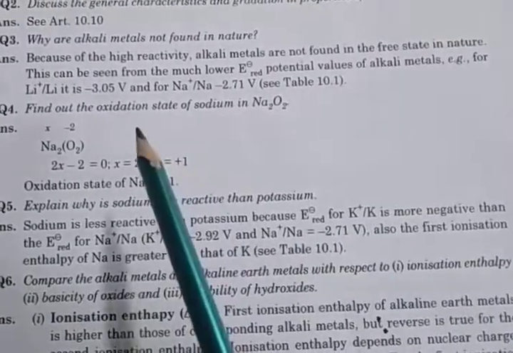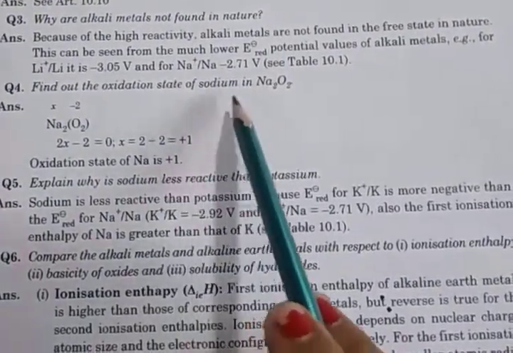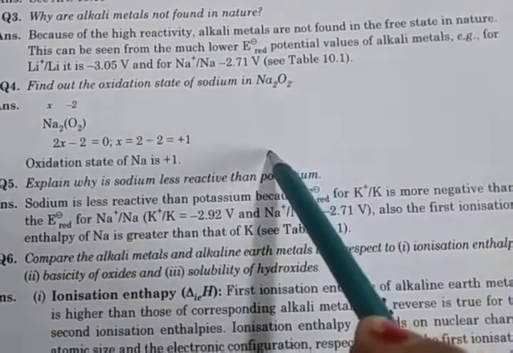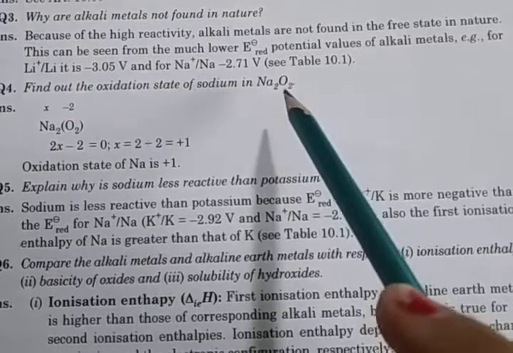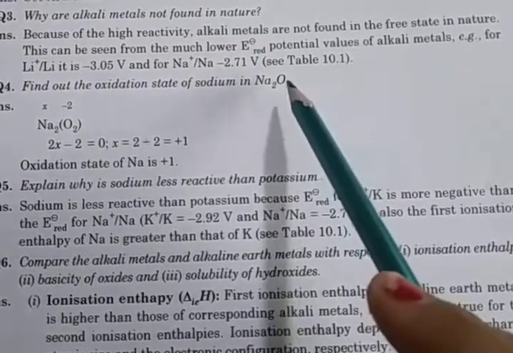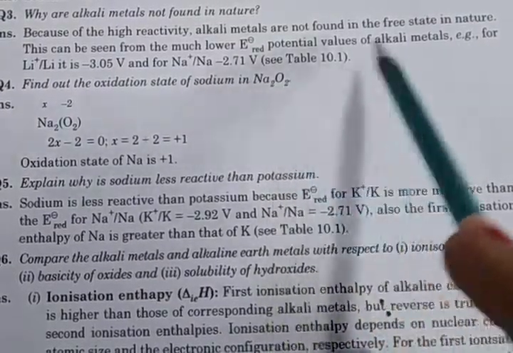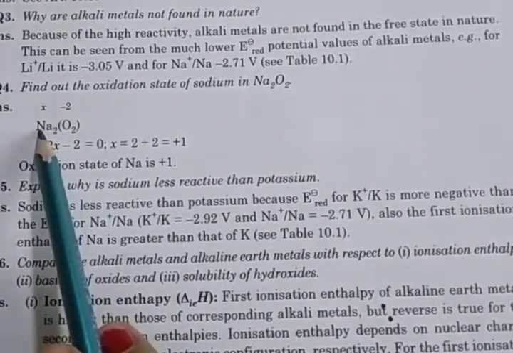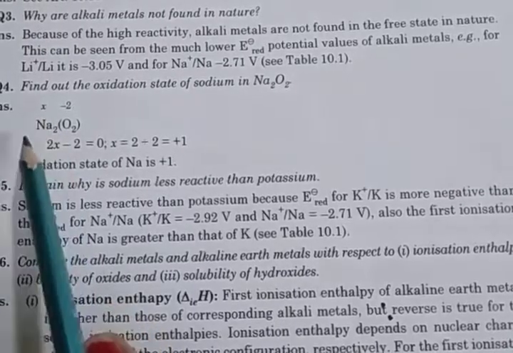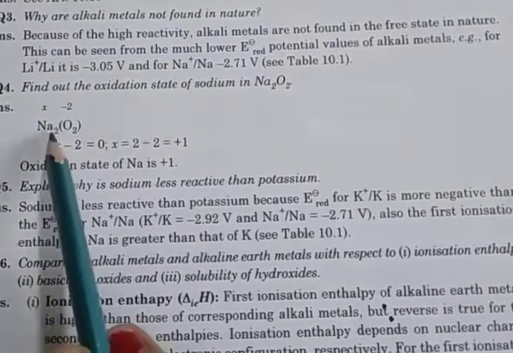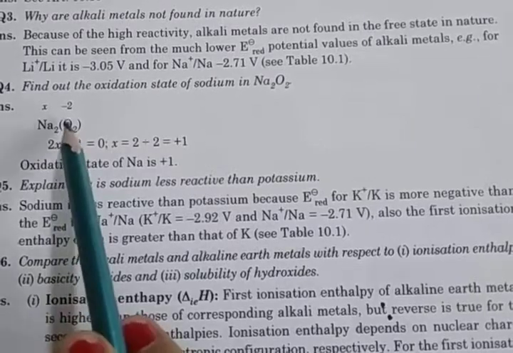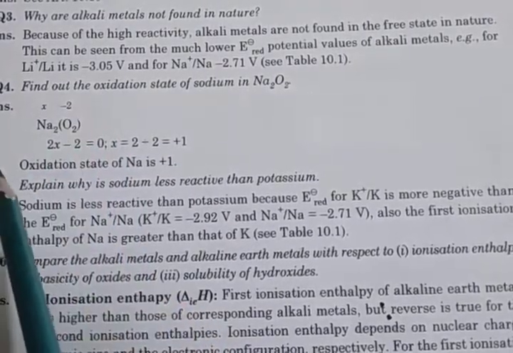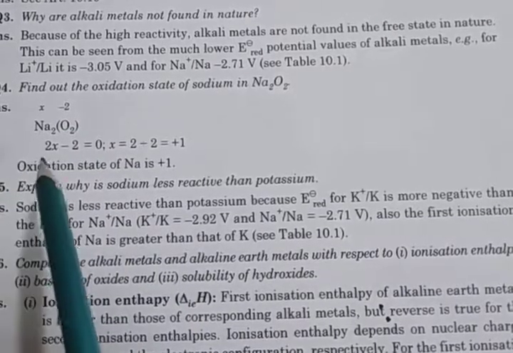Then question number 4: find out the oxidation state of sodium in Na2O2. Generally we already know about sodium, Na2O2. The oxidation number of oxygen is minus 2. So for Na we have to find, let the oxidation number of Na be x, so 2x minus the oxidation number, which we already know, minus 2.